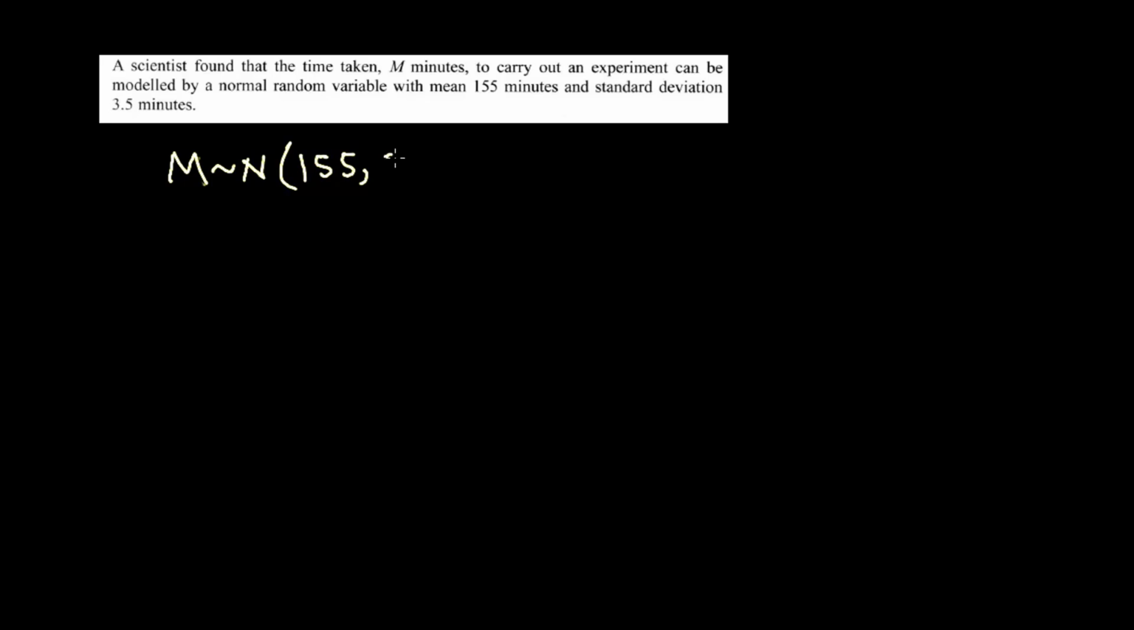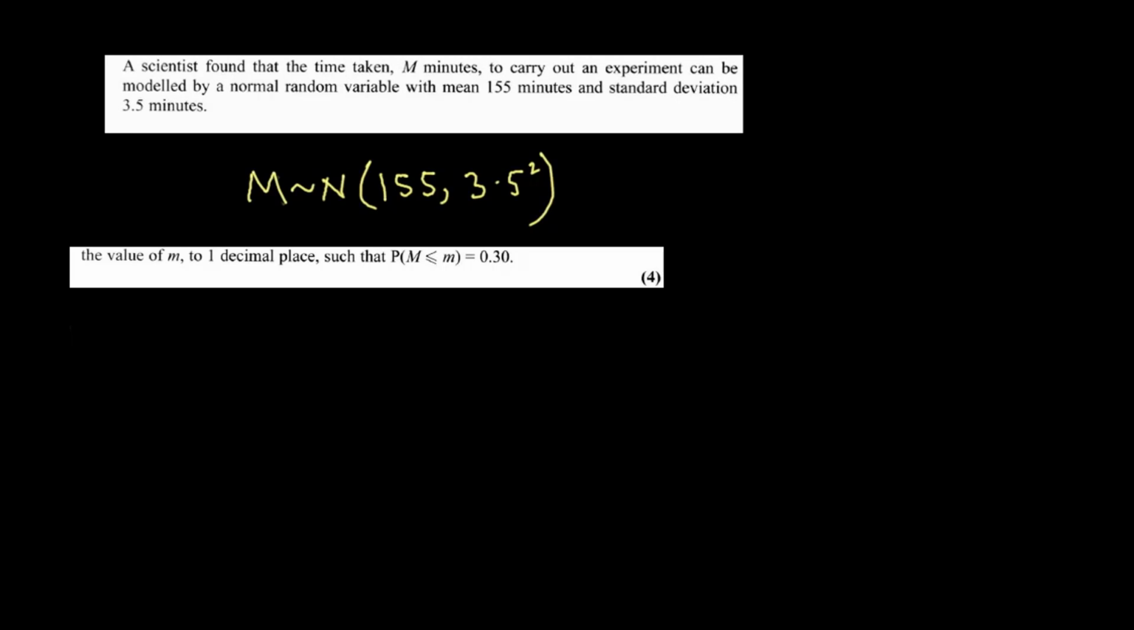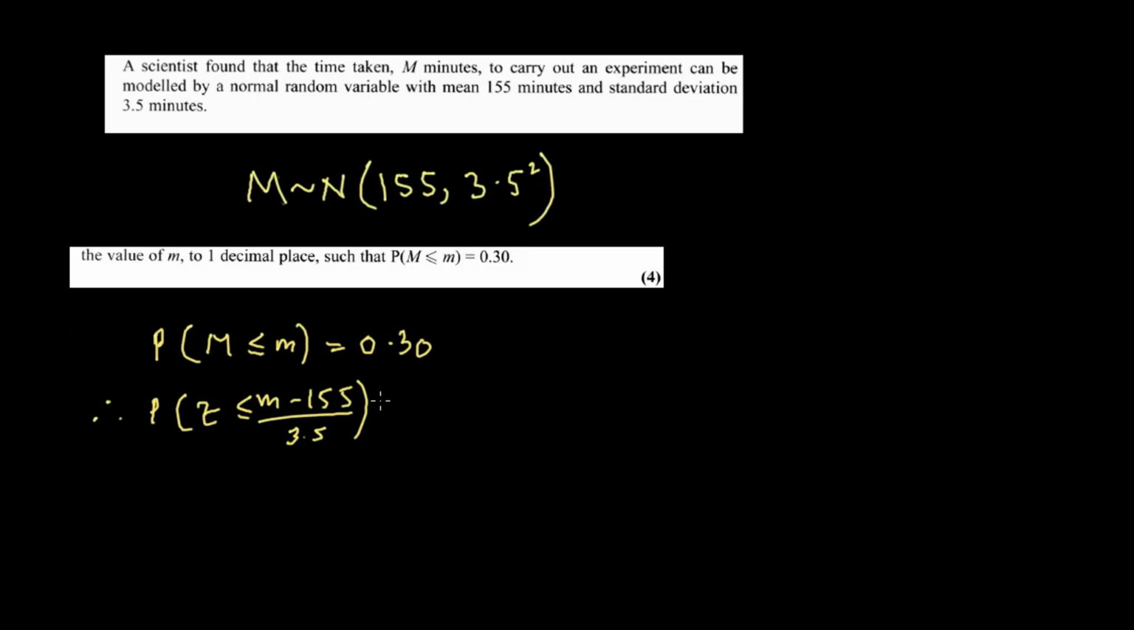The standard deviation sigma is 3.5, but here we have to put sigma squared, so this would be 3.5 whole squared. Sometimes they give the standard deviation in the question, sometimes they give the variance directly. In that case we can write that, but here it has to be sigma squared. Here the probability is given and we have to find the random variable. But before we do this, let's first do the z-score, because either way you have to do the z-score first. So z is less than or equal to m minus 155, the value of the mean, divided by the standard deviation 3.5, equals 0.3.